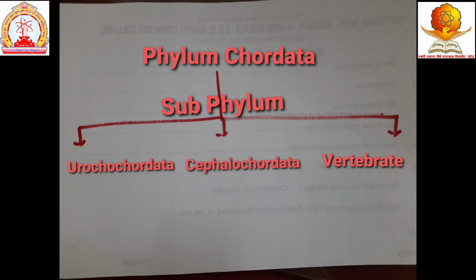First, Urochordata. Urochordata shows the early stage of the chordates. The subphylum Cephalochordata has the notochord in the cephalic region. Therefore it is called Cephalochordata; the animals included in it have a notochord in the cephalic region. Then the third one is the subphylum Vertebrata, which has the vertebral column. These are the three subphyla in phylum Chordata.